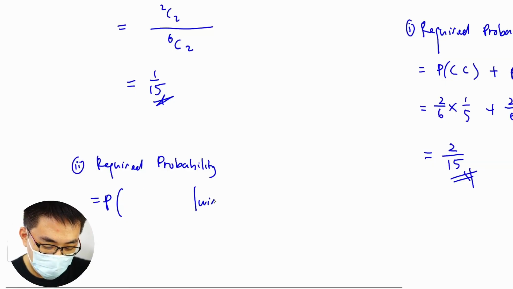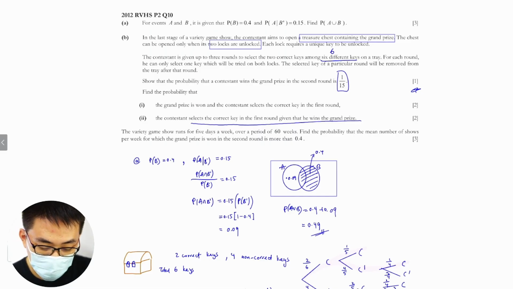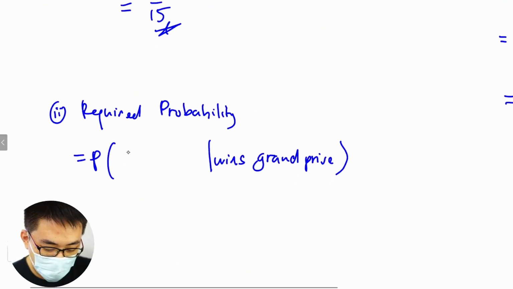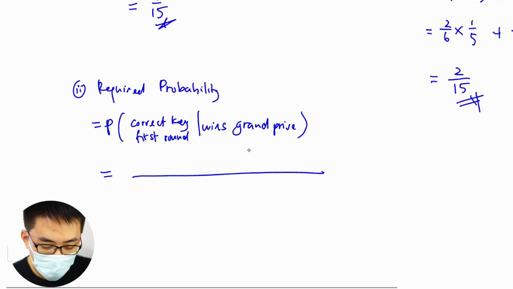So this one will be given that win grand prize. This probability is the contestant selects the correct key in the first round. Okay, so what you want is the one on top.